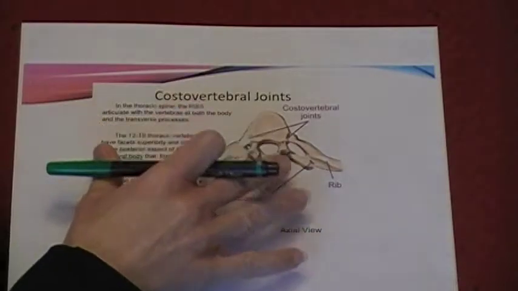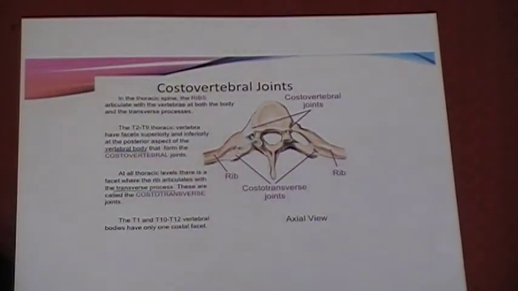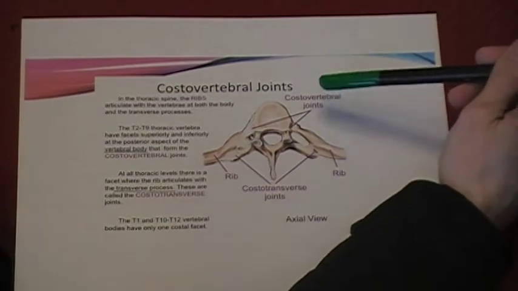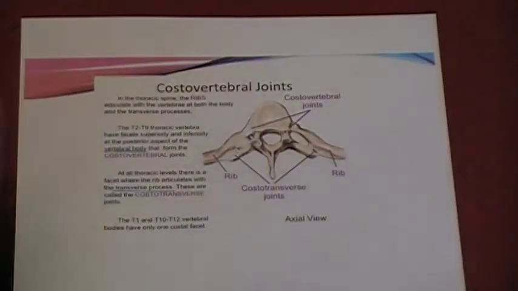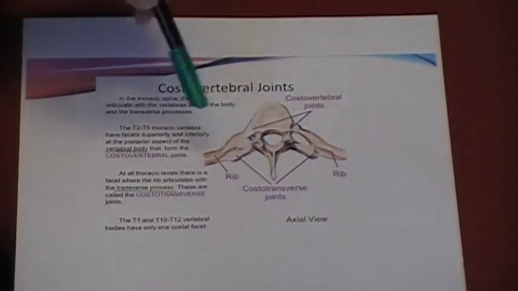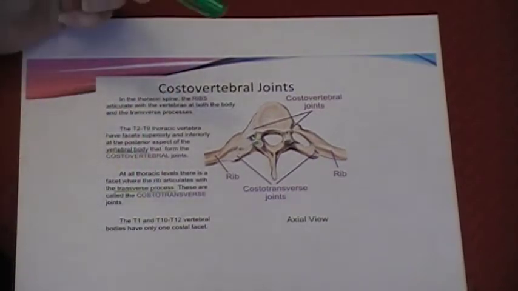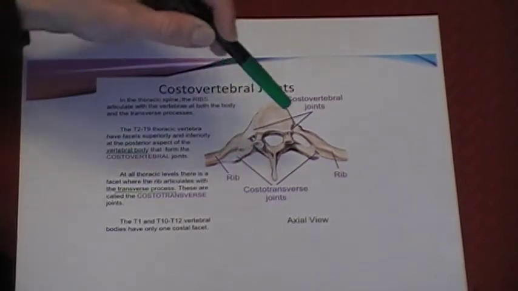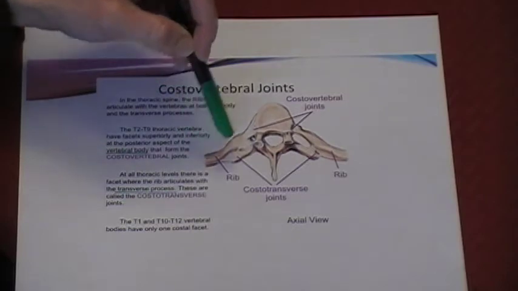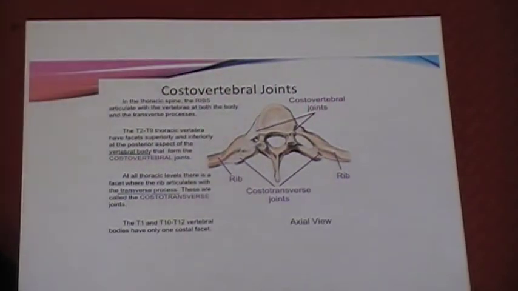And this is just another visualization for you to see the costovertebral joint and the costotransverse joint. Remember, the costovertebral joints are the body of the thoracic vertebrae articulating with the rib. And with the costotransverse joint, it's the transverse processes of the vertebrae on both sides articulating with the rib. And again, remember it's the rib surface that's convex, the vertebral surface that is concave.